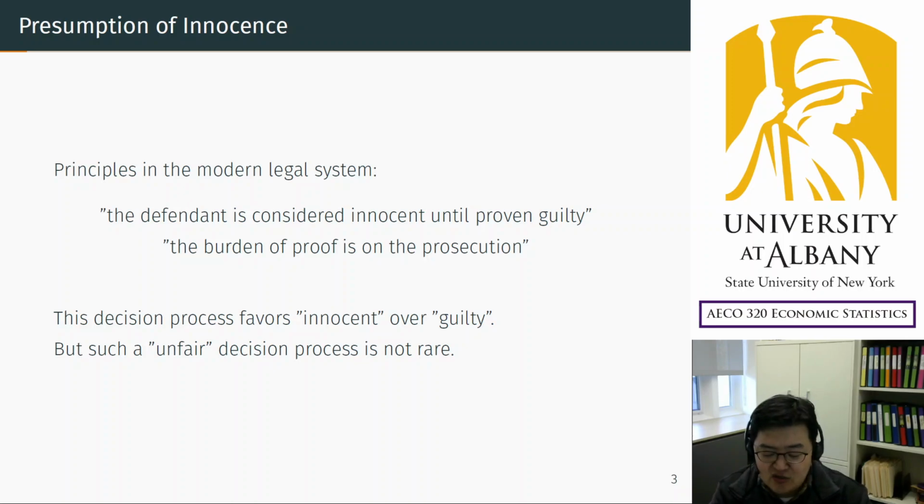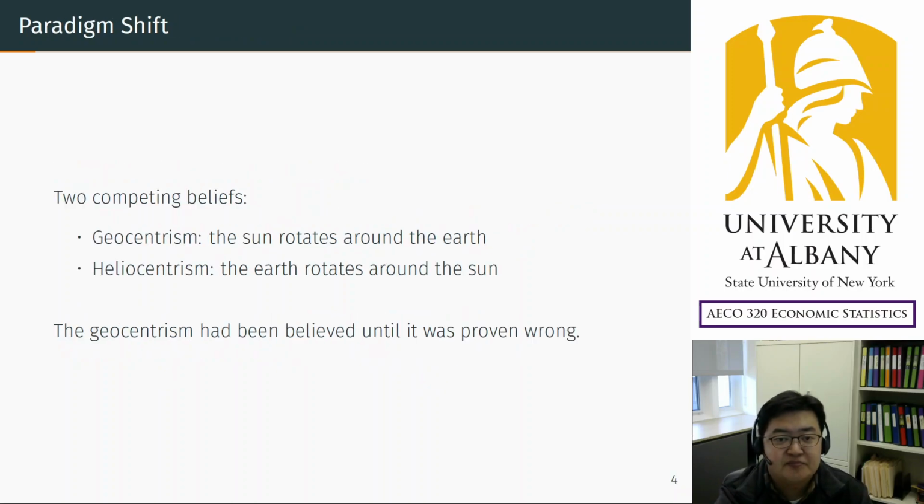I introduced this seemingly irrelevant example because hypothesis testing has the same structure. And I'll show you more examples where this kind of unfair decision rule is applied.